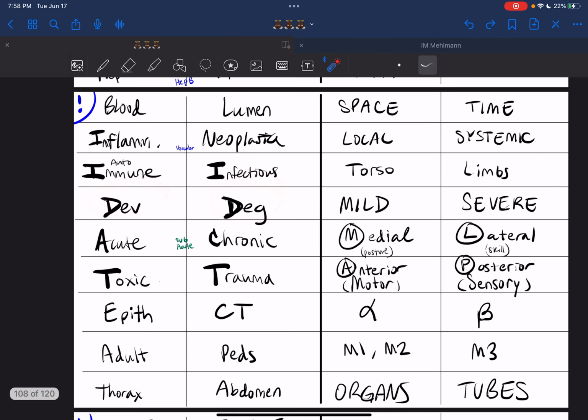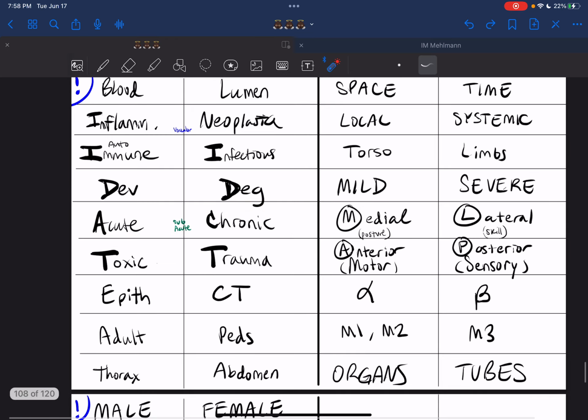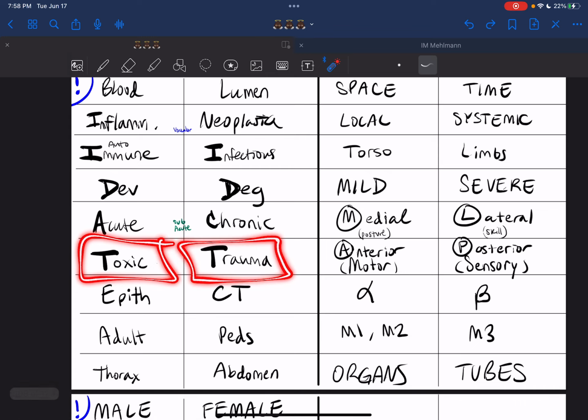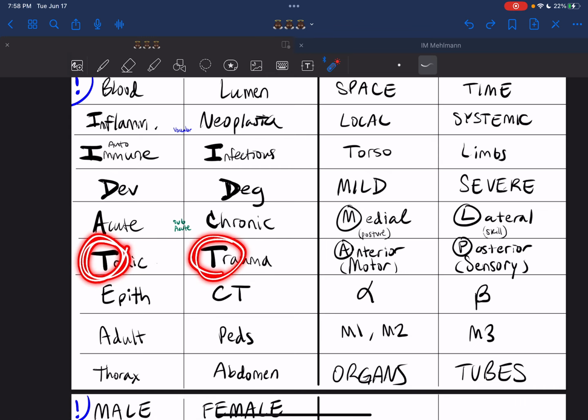Developmental versus degenerative. Young versus old. Acute versus chronic. Subacute is the middleman. Hours and days versus months and years. Subacute in the middle is weeks. It's my loose definition of those timelines. Toxic versus traumatic. Damage within, damage from without.